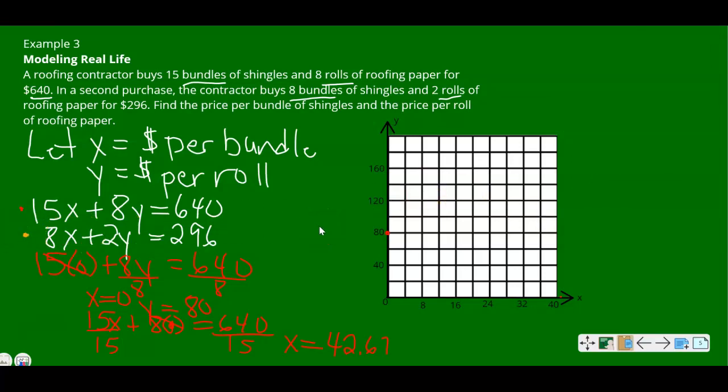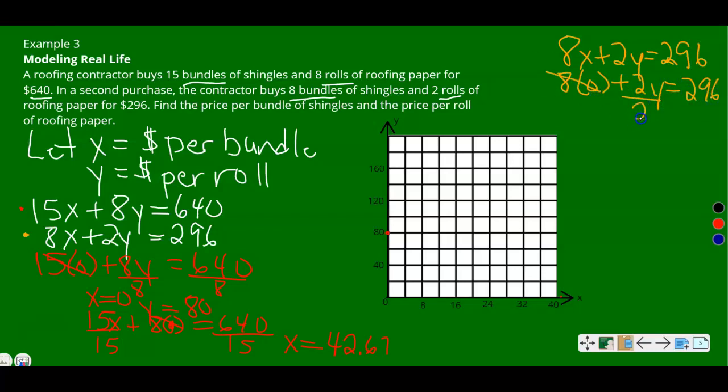All right, so we have 8x plus 2y equals 296. And we're going to substitute 0 and 1 at a time again. So we're going to let x equal 0 first. So this is going to cancel. Let's divide by 2. So 296 divided by 2 is 148. All right, and this is when x is 0.